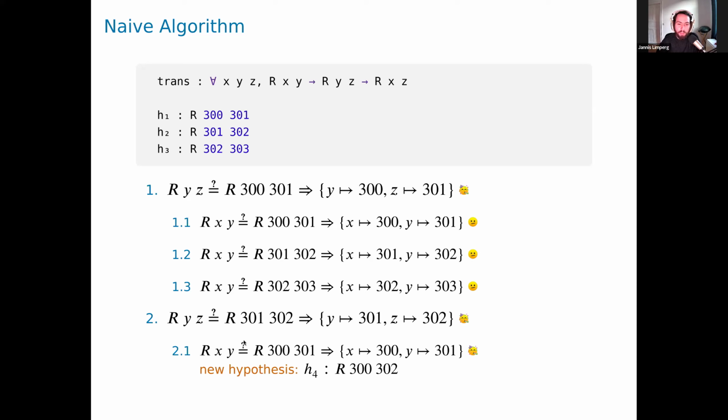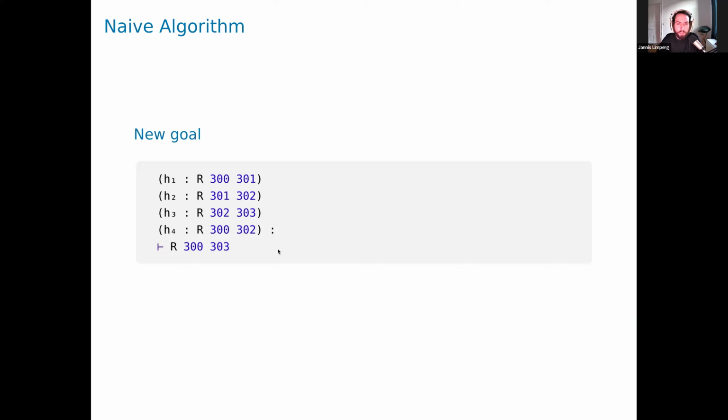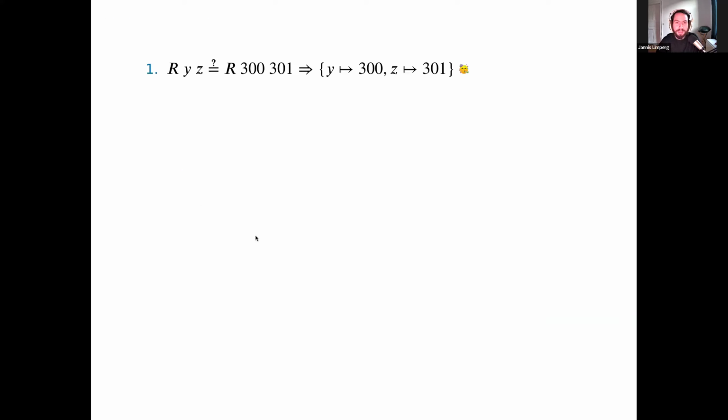We again try to find something for R X Y. We match it against the first hypothesis, and hooray, we are finally getting somewhere, because here we have Y 301 in both cases. So this is a full match for this rule, and we can add a new hypothesis, H4, going from 300 to 302. Okay, so the rule has produced a new goal with an additional hypothesis down here, and we continue to execute Aesop.